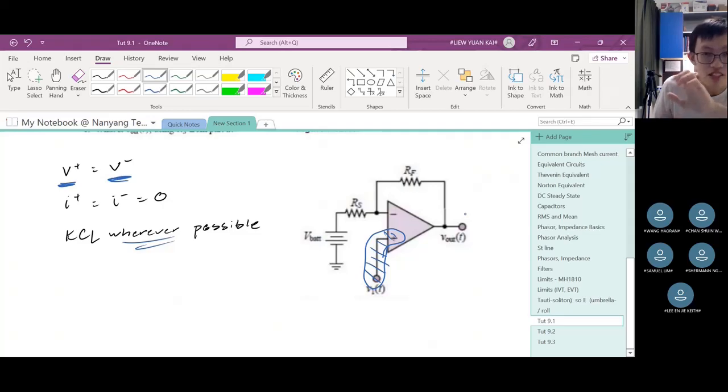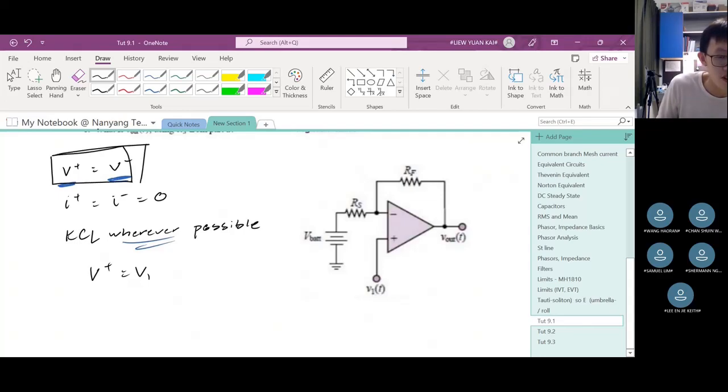So this whole thing is one node, so it shares one voltage value, and that is V1. So we know for a fact that from this diagram, V plus is equal to V1. And we know that for ideal op-amps, this always holds true: V plus is equal to V minus. So we know that this is also V minus. Okay? So now, to decide this, KCL wherever possible.